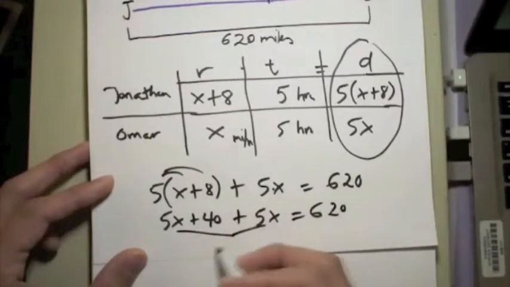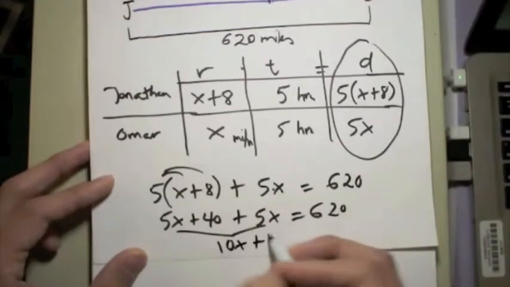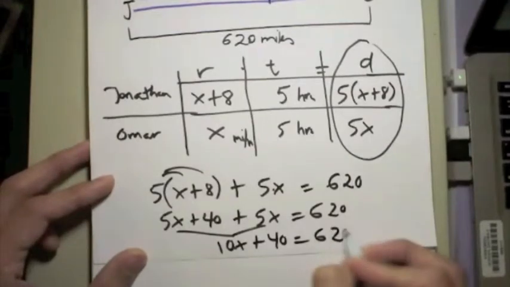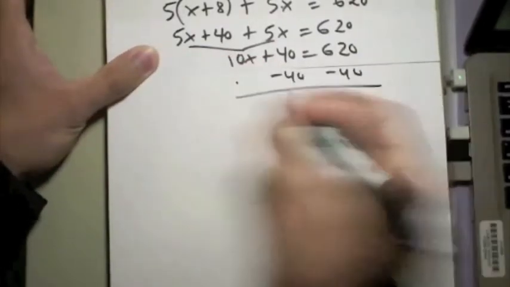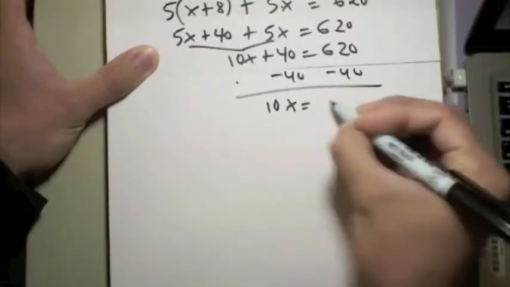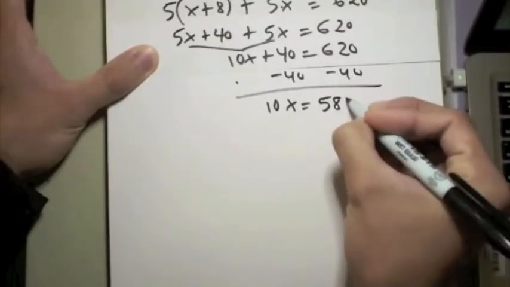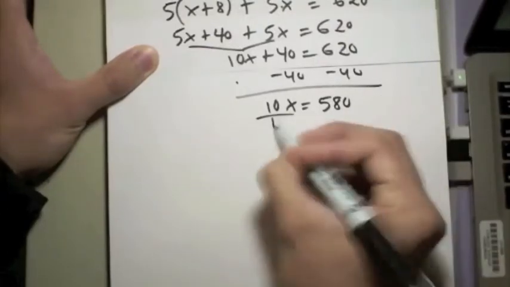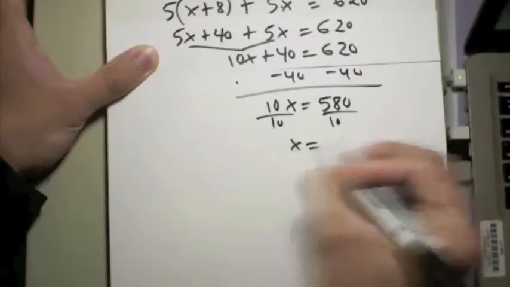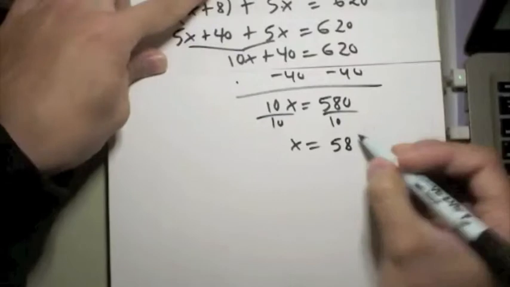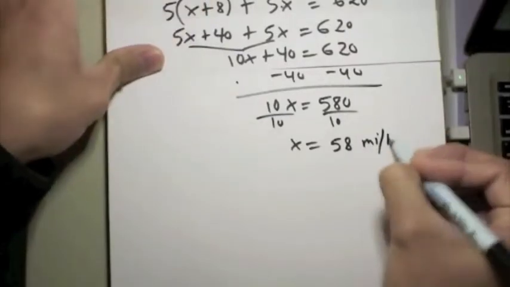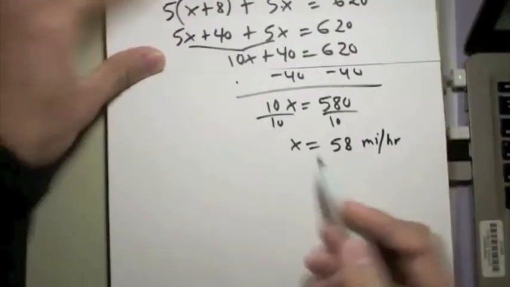Combine like terms, that's going to be 10x plus 40 equals 620. If you continue solving for it, you subtract 40 from both sides, of course. That's going to give you 10x equals 580, divided by 10. X will give you 58. And remember, we declared x to be miles per hour, so that will be our unit: 58 miles per hour, and x is Omar's speed.